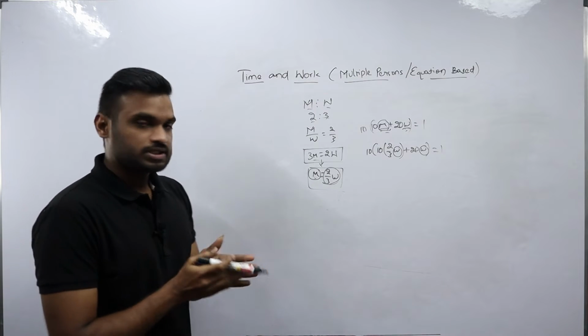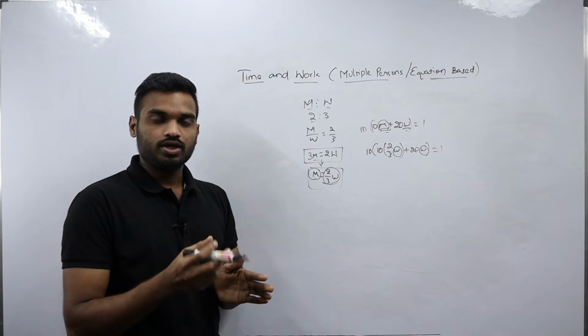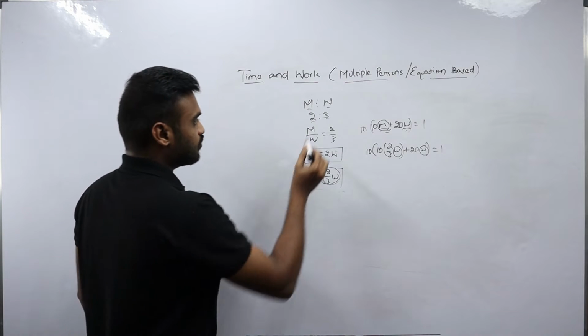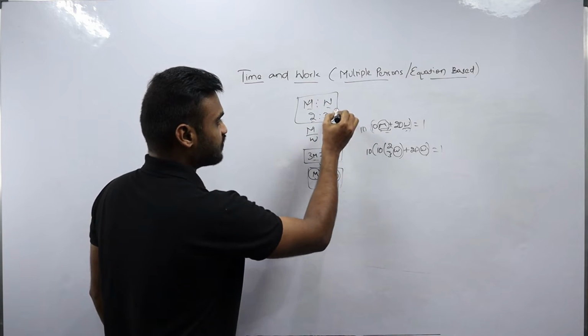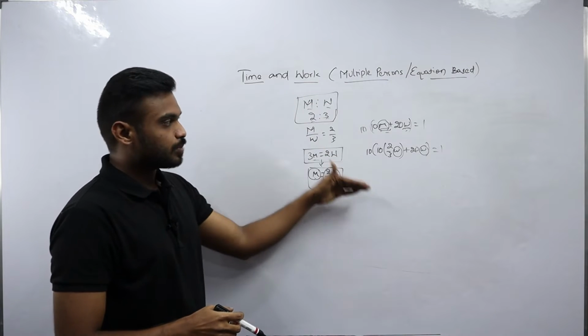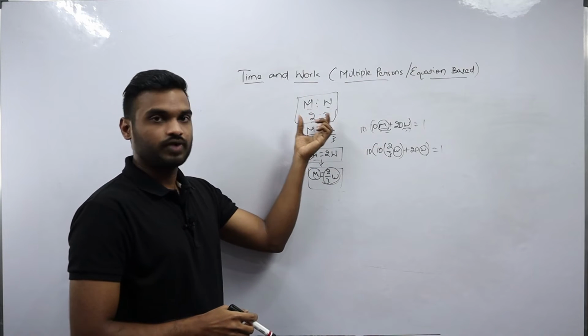Now I am considering one more example so that you can understand how to write when it is work done. Here, remember this, they have given it in the form of efficiency. This is the process of how to write when it is given in the form of efficiency.